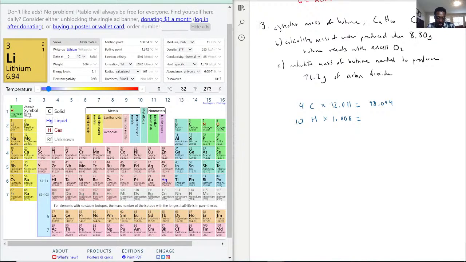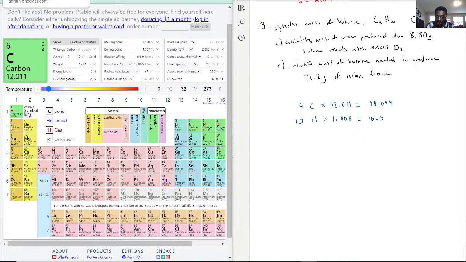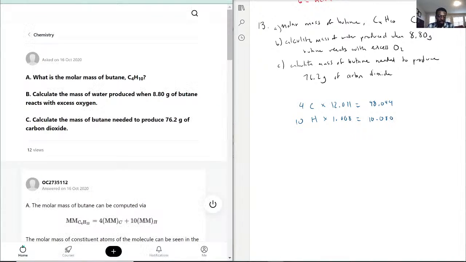So we have carbon 12.011 and the 1.008 times 10, it will be 10.080. Okay, so as a total we have 58.124 grams per mole. So now we have the first part, the molar mass of butane. So now they're asking us to calculate the mass of water produced when 8.80 grams of butane reacts with excess O2.